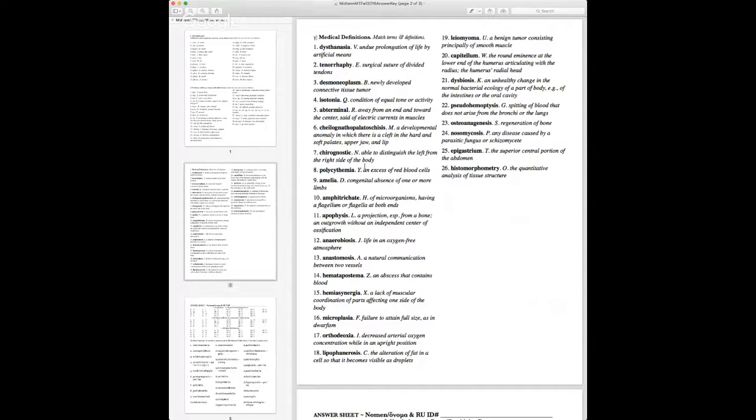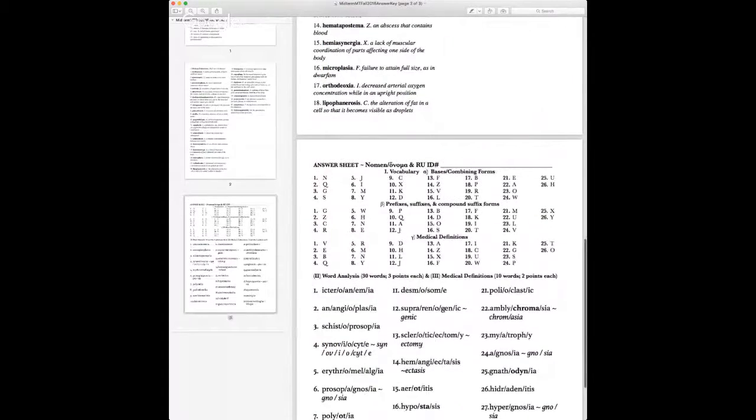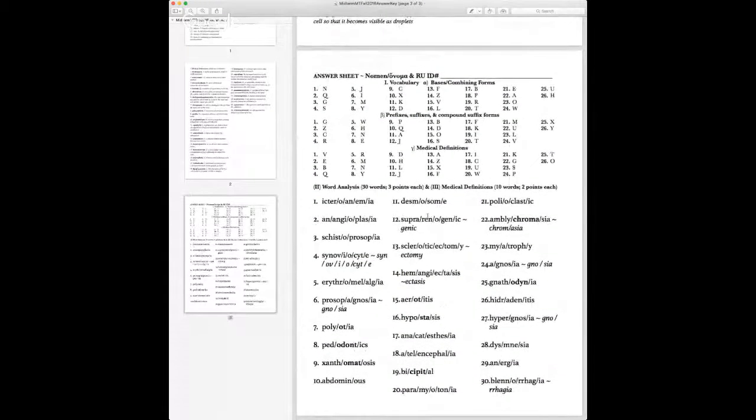Anyways, so these are the words. And then I also have on the very last page all the words put together. And then I broke down the word analysis. If there was more than one way to do some of the words, I indicated that. It's possible some of you had yet another way to do it that was correct.